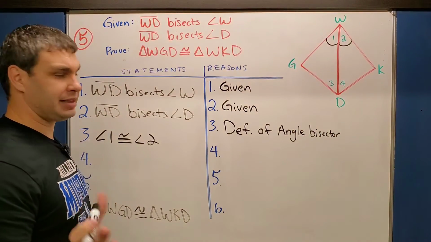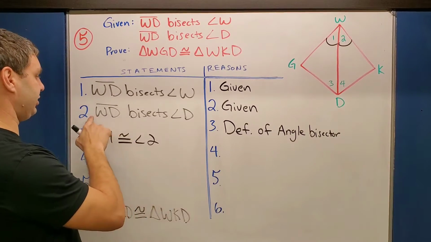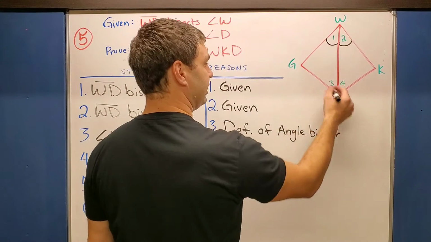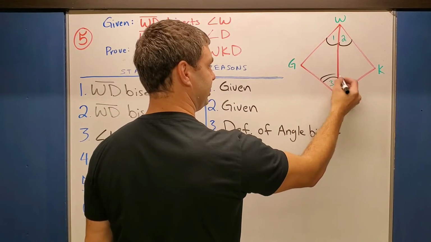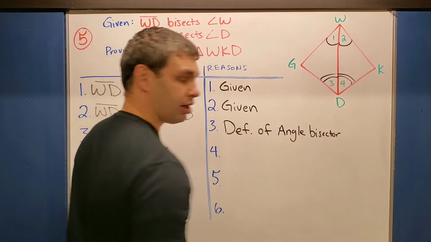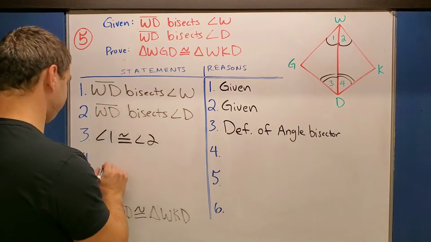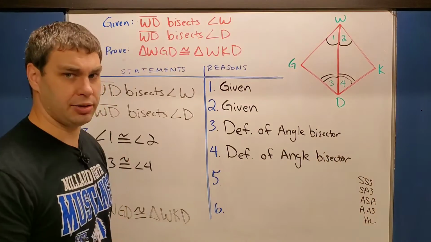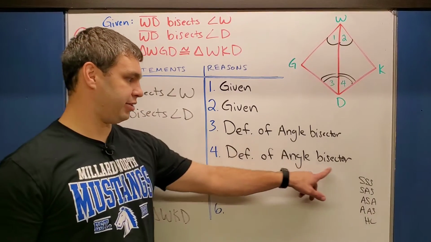All right, and then you probably guessed it, the next one's going to be very similar. Our next given said WD bisects angle D. Well, that same line, WD, now is going to bisect angle D, which means 3 and 4 are also going to be congruent. Write that down. All right, and the reason for that was definition of an angle bisector.